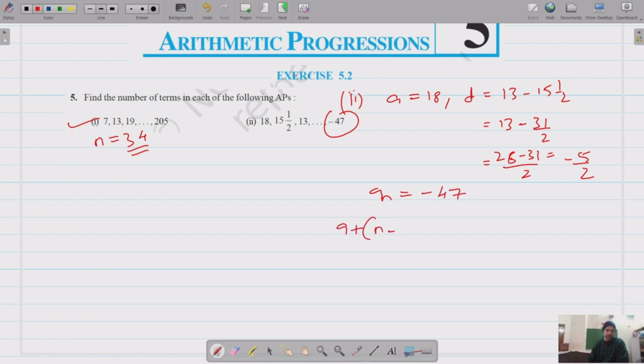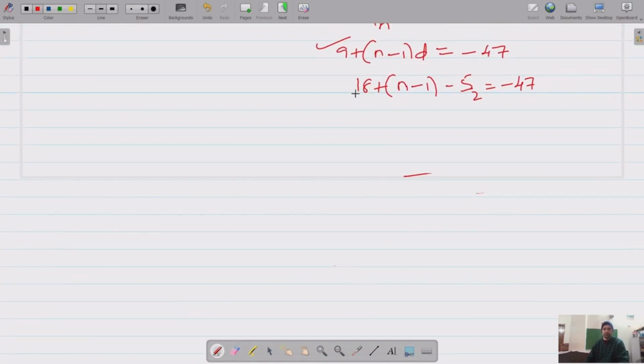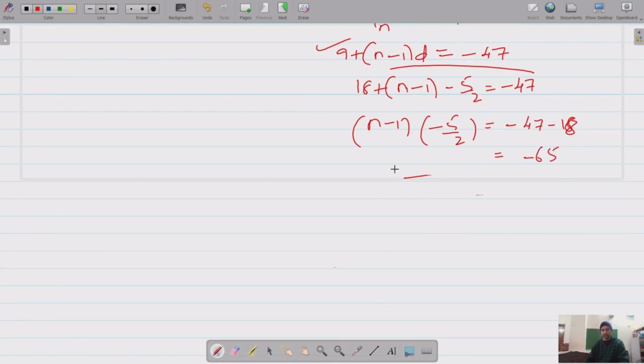Nth term is A plus n minus 1 into d. Let me just write it clearly. The nth term is equal to negative 47. So a is 18 plus n minus 1 into d, which is negative 5 by 2, is minus 47. I'm just going to take 18 to the other side. It's n minus 1 into minus 5 by 2 is equal to negative 47 minus 18. So that gives us 65, negative 5 by 2, negative, negative gets cancelled. So n minus 1 is 65 into 2 by 5.